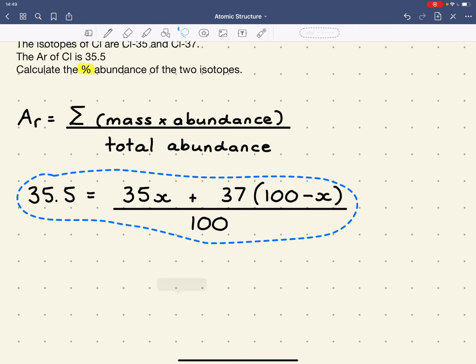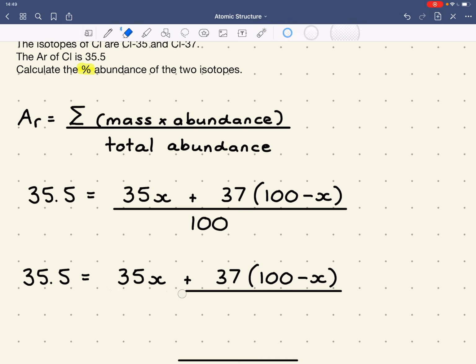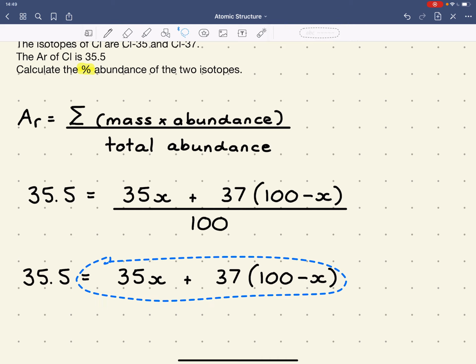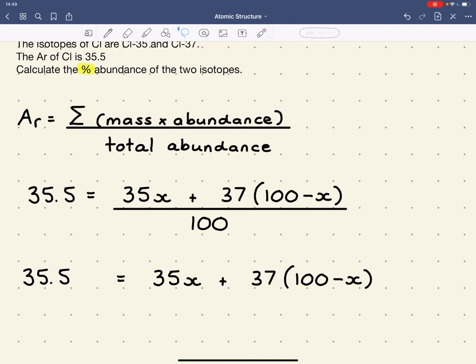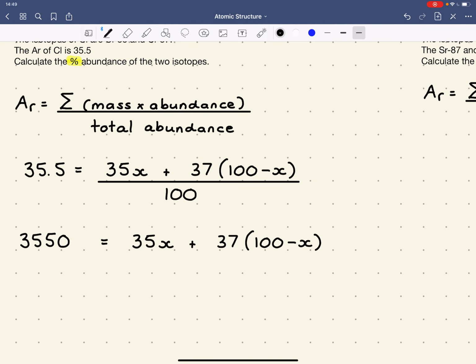Now, I'm just going to copy this for a sec. What we need to do next is get rid of this 100. We do that by multiplying both sides by 100. So if I multiply both sides by 100, I get rid of that. And then obviously we do 35.5 times 100. That then becomes 3,550. And that's equal then to all that.